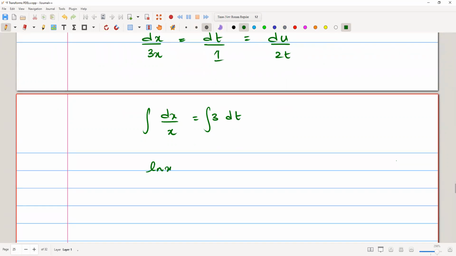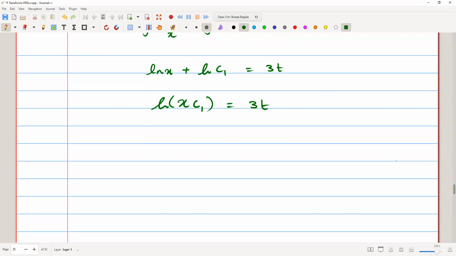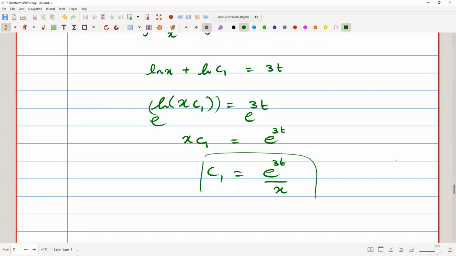If we take it this way, this is ln x plus, if we write it as ln c1, because it's a constant, so we can write anything here like c1, c2, ln c1, e to the power c1, just for our ease. So it will be ln(x c1) equals 3t, and if we want to get rid of this ln, we will take the exponential on both sides. So we will get x times c1 equals e to the power 3t, where c1 is going to be e to the power 3t over x. So this is our c1, right?